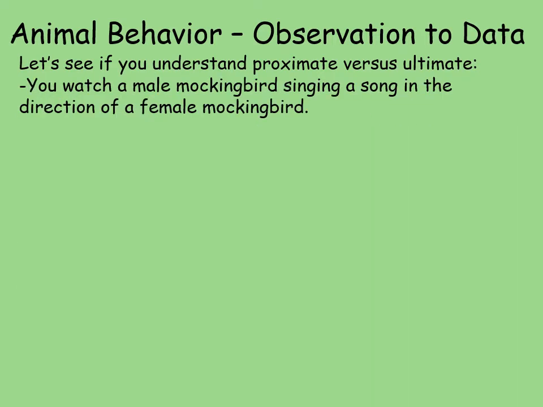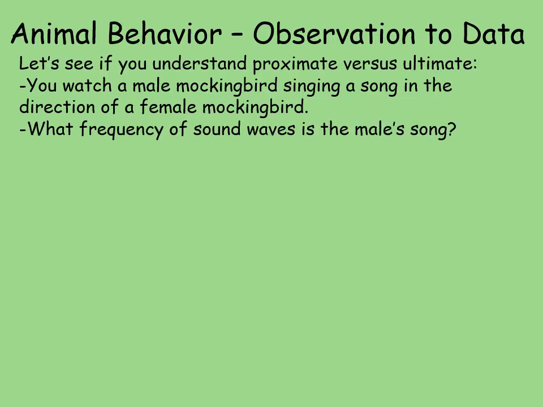Let's do a few more examples just to make sure you're understanding the difference between proximate and ultimate. So let's say you're watching a male mockingbird sing a song in the direction of a female mockingbird. You could ask, what frequency of sound waves is the male's song? So here we're describing the behavior, we're describing the sound waves in a mathematical fashion. We're trying to understand the behavior's characteristics as it is, without looking at the reason for it. So that would be a proximate question.